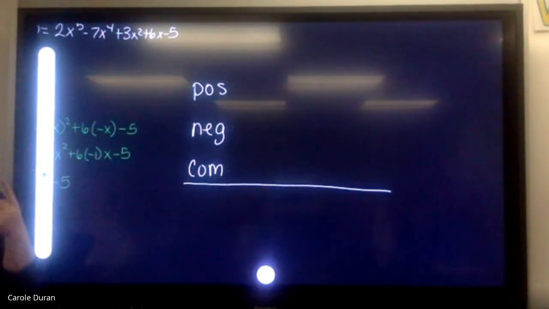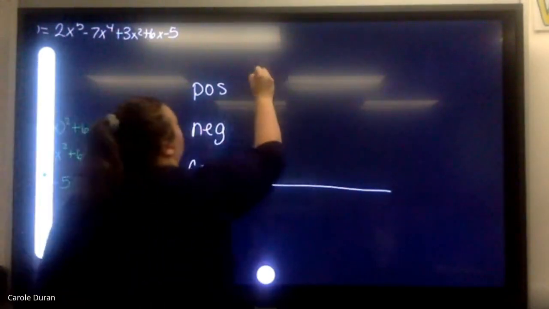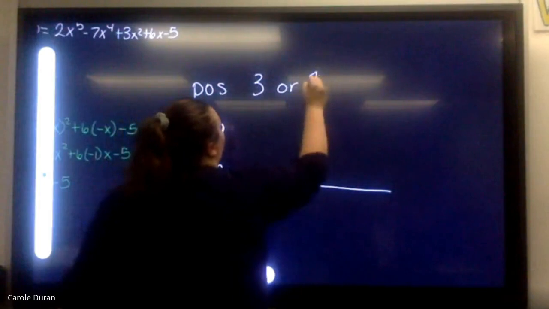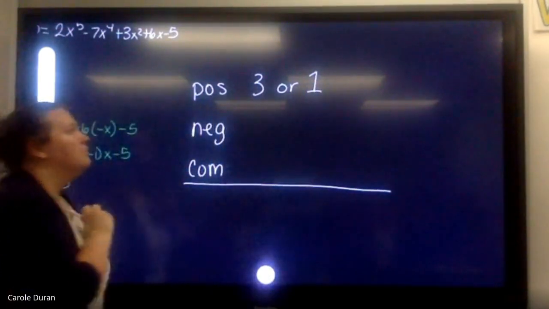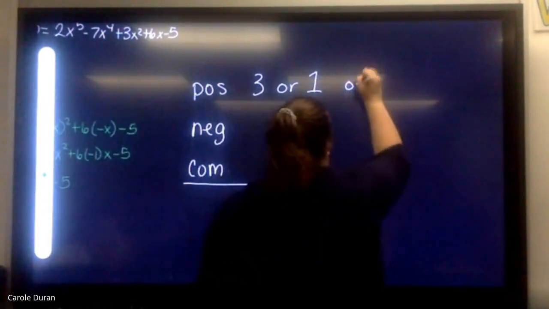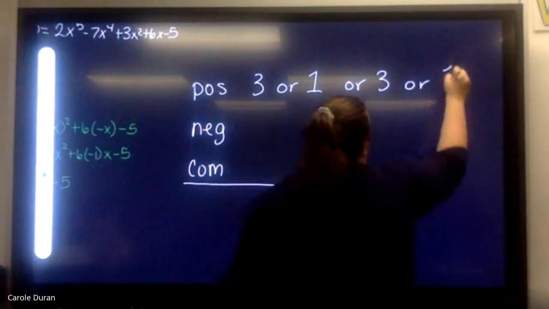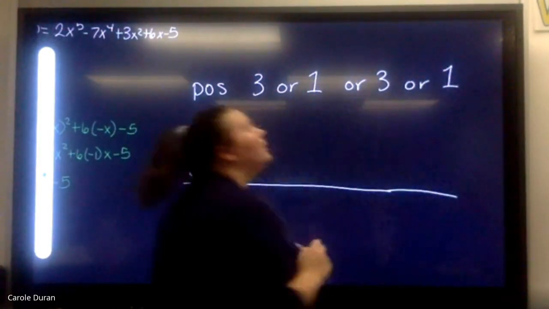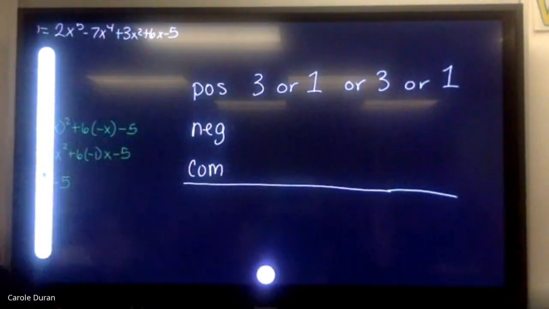But I also had 2 options for my negative roots. So I'm going to have to repeat them twice. So I had 3 or I had 1, and I had 3 or I had 1. You'll see why I'm doing this in a second. Why are you writing like, you will see why I'm doing it in a second? So write the options for the positive twice.